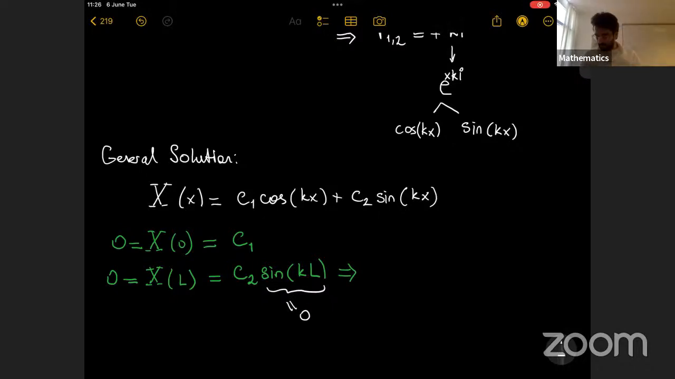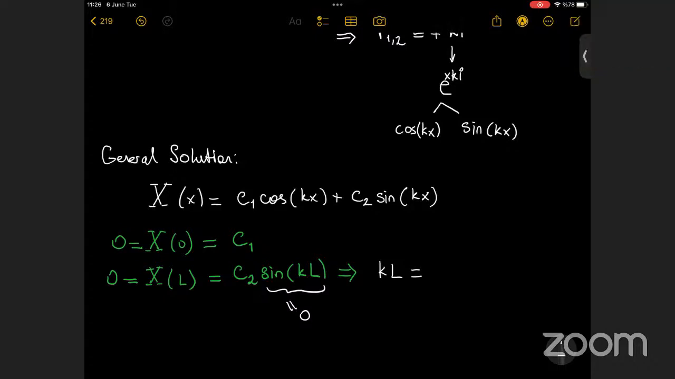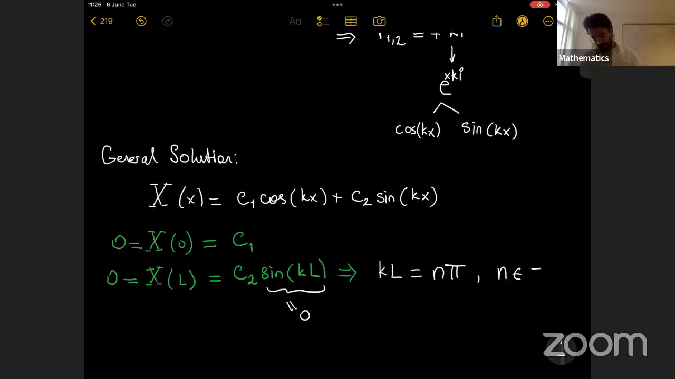Sine KL is equal to 0 if what? KL is equal to, when is sine 0? Right, 0, pi, 2 pi, 3 pi, so n pi basically, right? N times pi, any multiple of pi. Here n is any integer, okay? It's any integer, positive or negative.